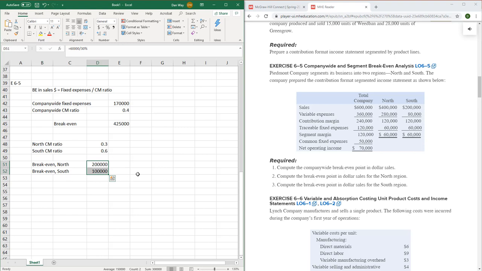Again, a bigger portion of every sales dollar makes it through toward that bottom line. So first the contribution margin and toward covering those traceable fixed expenses and hopefully generating profit. So the South's going to have a much lower break-even point because its CM ratio is significantly higher.